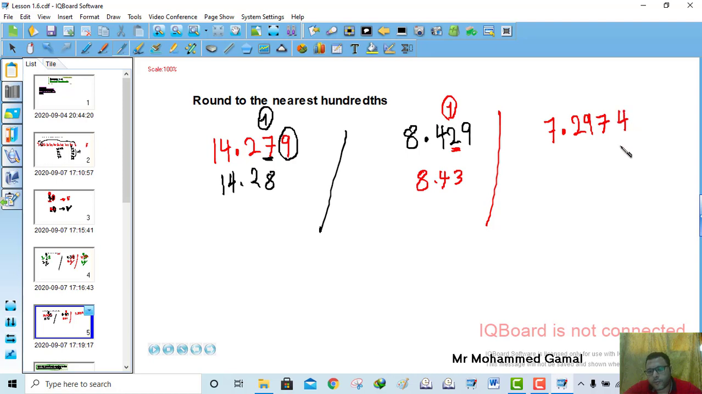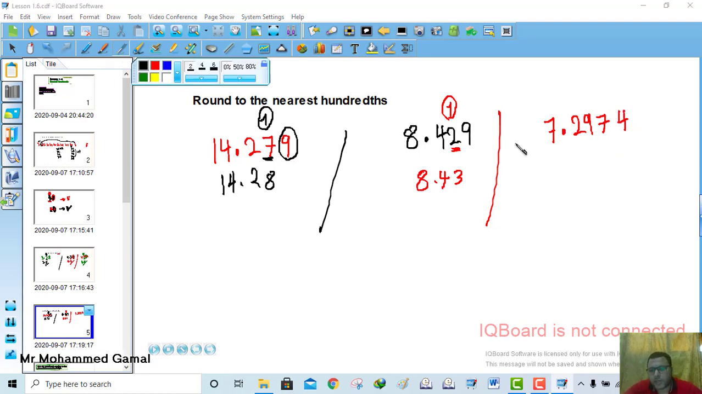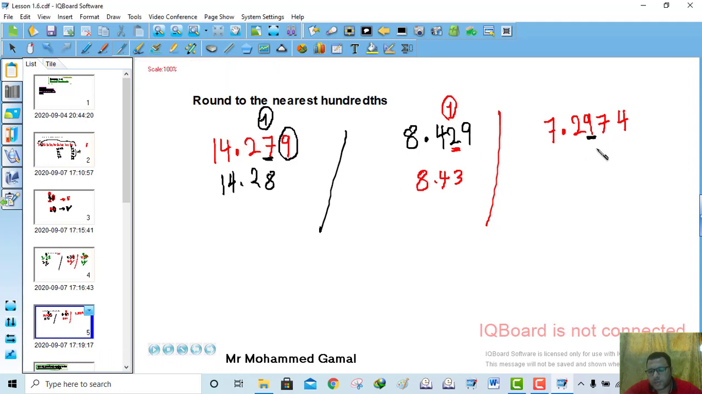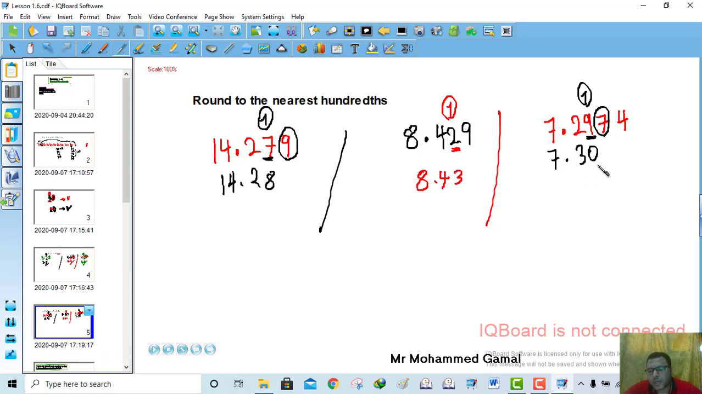Third one, if we have here 7 decimal point 2974, in this case, I will underline the 9 because it's the hundredths place. I will look to the 7. I don't care about 4. I will have a look over the number which is beside the underlined digit. 7 is strong or weak? It's strong, so I will add 1. 1 plus 29 is 30. So the answer is 7 and 30 hundredths.